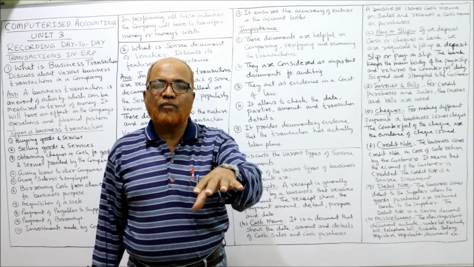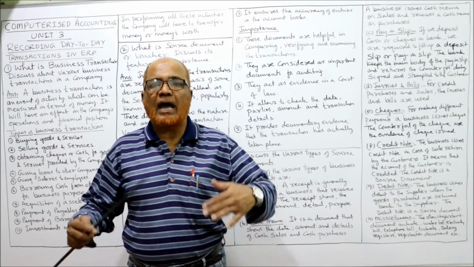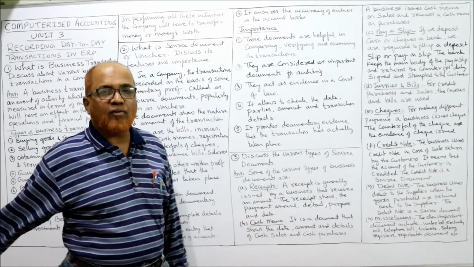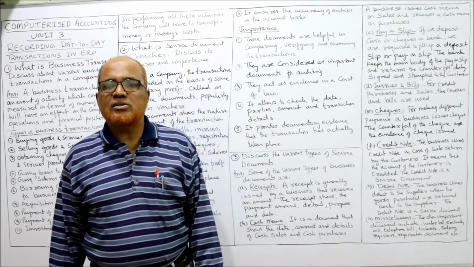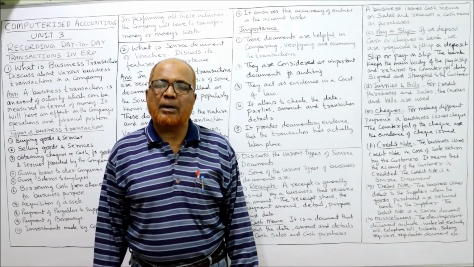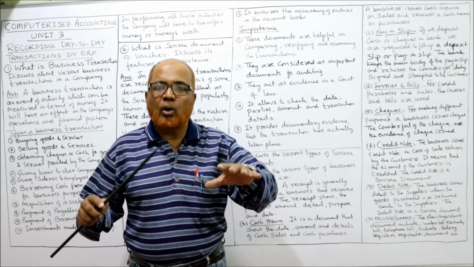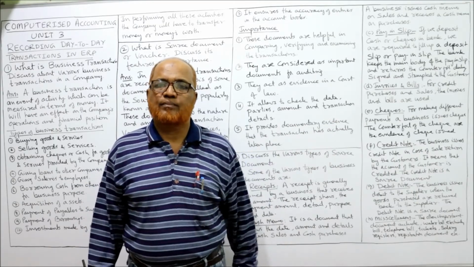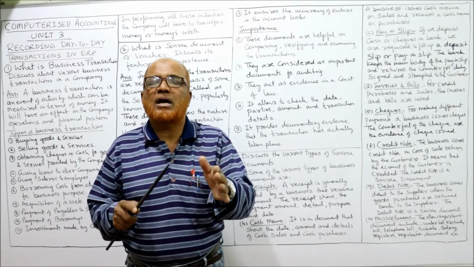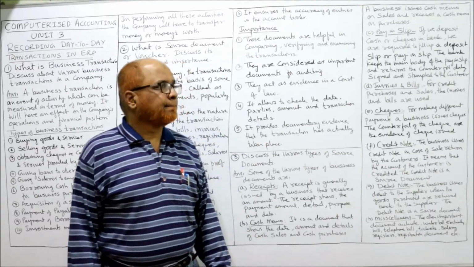So documentary proof will help in finding out the evidence of the transaction. They are considered as important documents for auditing. Nowadays, every business organization will get their accounts audited by a chartered accountant, by a professional qualified accountant. So auditing can be done only when there is evidence of the transaction. So these documentary evidence source documents are very much helpful in the activity of auditing.